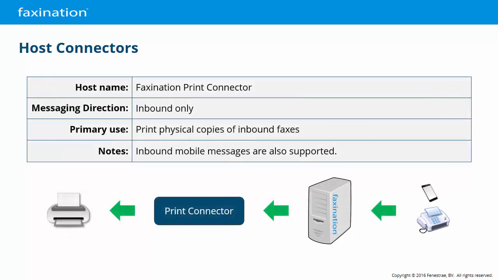One of the very first connectors developed for Faxination was the print connector. It's inbound only and allows you to associate fax and mobile numbers with any local or shared printer on your network. For instance, instead of a physical fax machine in your office, you could have your incoming faxes routed to your desktop printer. Now, this goes against the whole paperless concept behind most Faxination deployments, but some industry verticals, particularly legal and government agencies, are still required to maintain physical copies of fax documents. The print connector is included with every license of Faxination, so if you have a use for it, it's there.